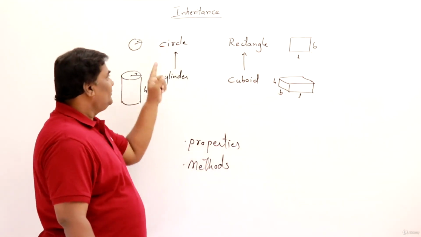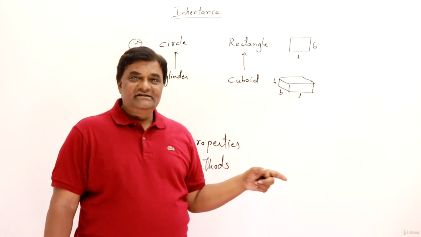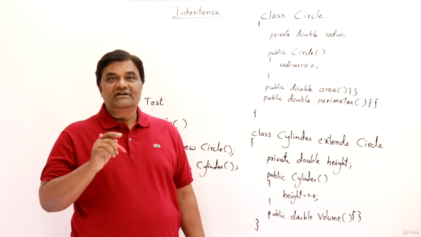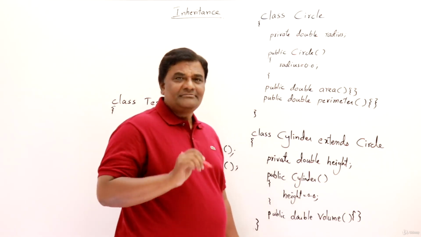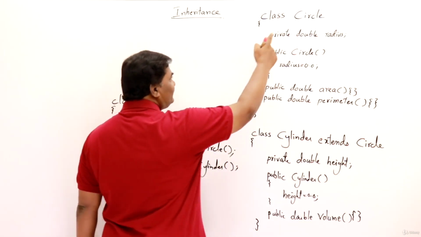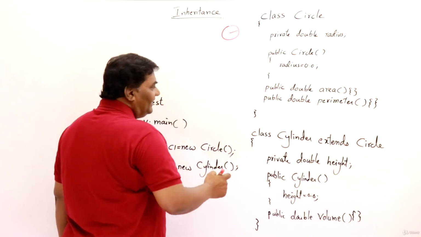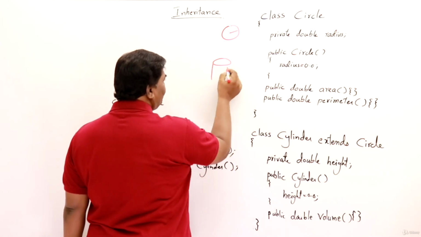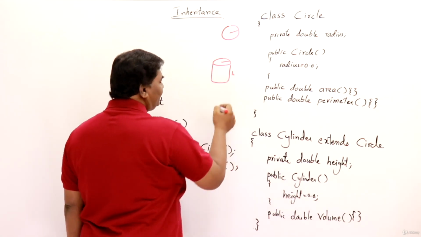So I'll take this example of circle and cylinder and I'll show you how to write the classes in inheritance in Java. Let us look at an example for inheritance in Java. I have taken a very simple example here. One class is the circle class, which will have radius. And there is another class, cylinder, that will have a circular shape but also have height. So this will have radius as well as height.